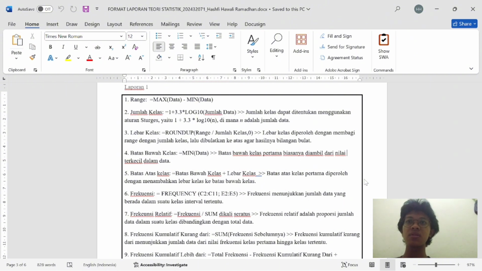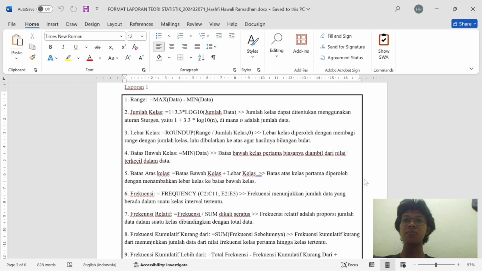3. Class width. The example: =ROUNDUP(range/number of classes, 0). The class width is calculated by dividing the range by the number of classes, then rounding up to the nearest whole number.